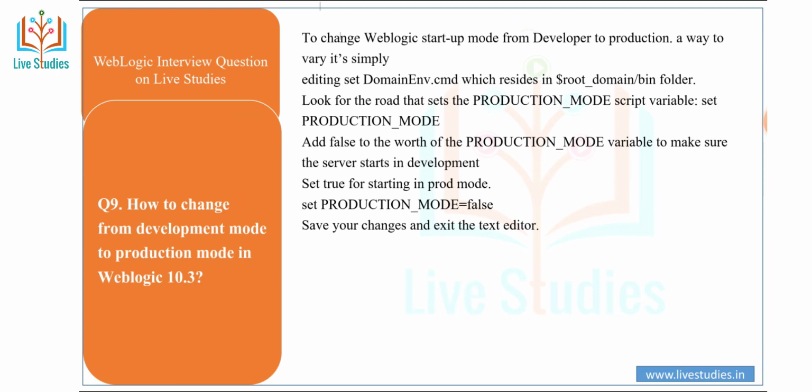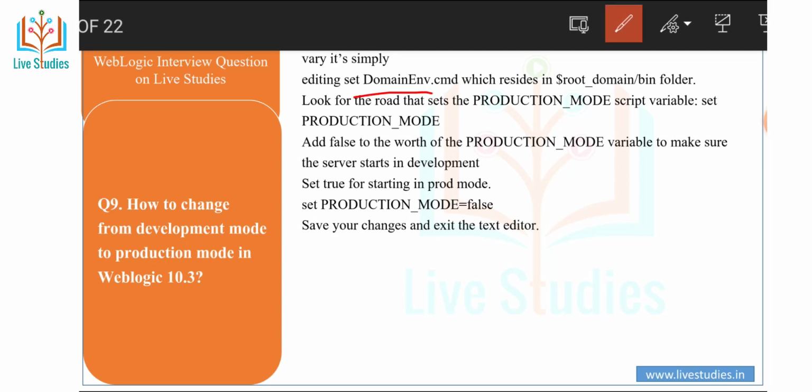Another question is, how do you change from development mode to production mode in WebLogic 10.3? To change the WebLogic startup mode from developer to production, edit the setDomainEnv.cmd file, which resides in the bin folder of the root domain. In the file, look for the variable that sets the production mode.